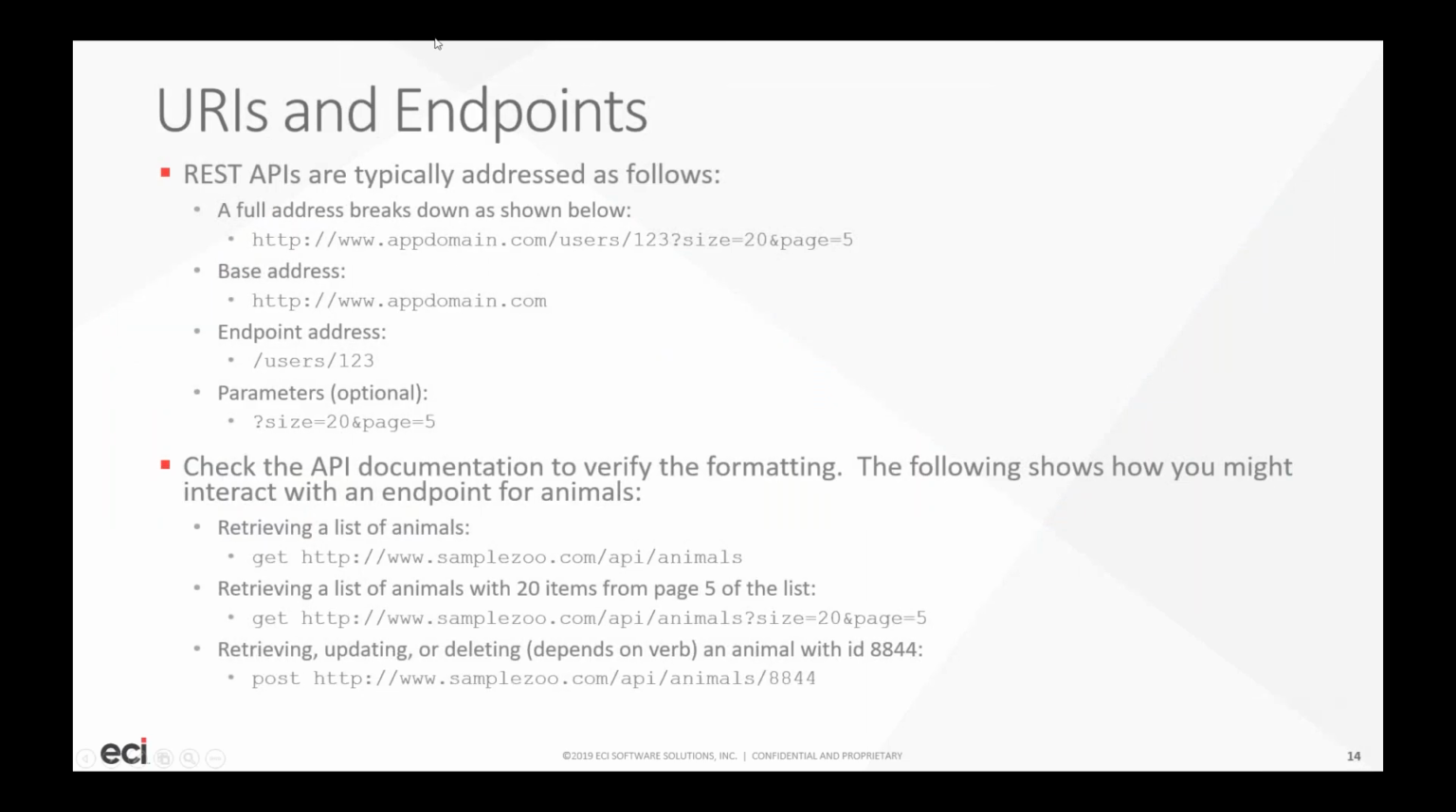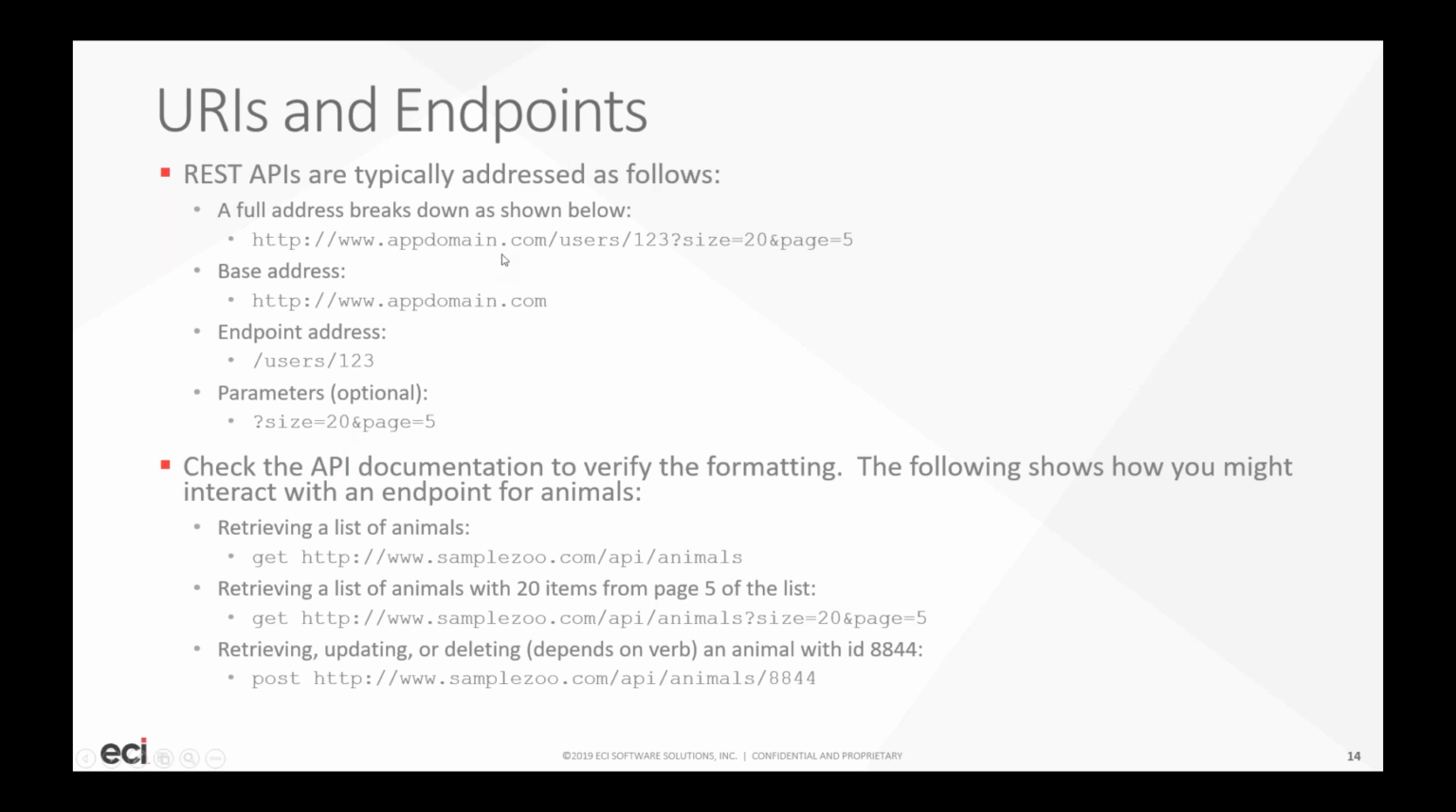All right, so as far as URIs and endpoints, we break them down as you see here. An example would be this long address like you see here. These are just like what you see very commonly in your web browser as you're browsing through a list of items. It's composed of things like the base address, which is a domain name that you recognize, an endpoint address, usually the items after the single slash, in this case like users 123, and then parameters, like this one might designate something like give me 20 items from page 5 of the list.